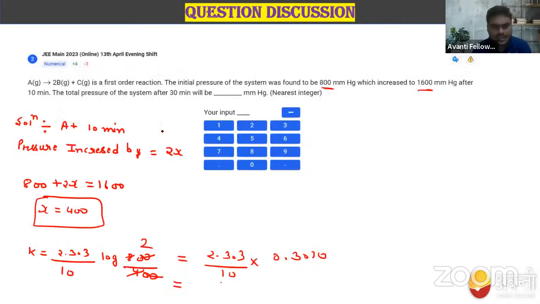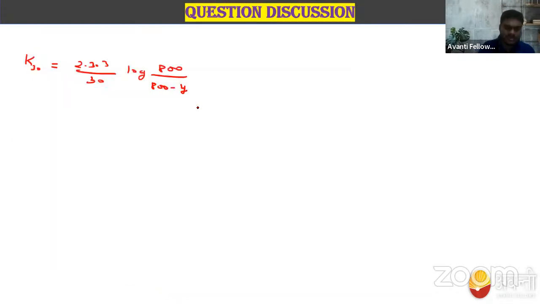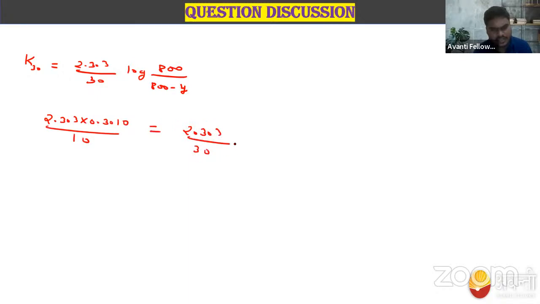So they are saying the total pressure of the system after 30 minutes will be. So they're asking after 30 minutes. So we can solve this. How will you solve this beta? Because 2.303 into log 2, that is 0.3010 divided by 10, this is equal to 2.303 by 30, and this is equal to log 800, and this is 800 minus y.